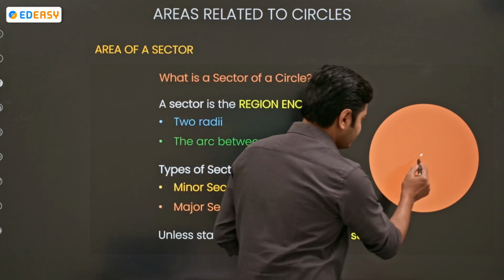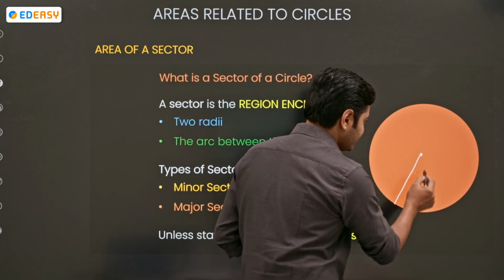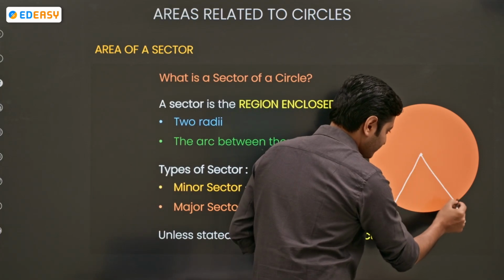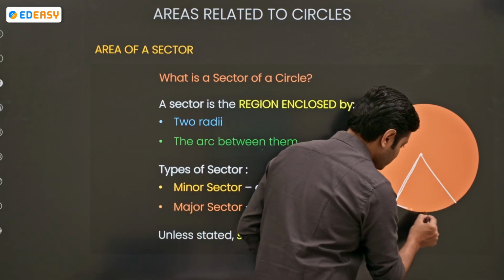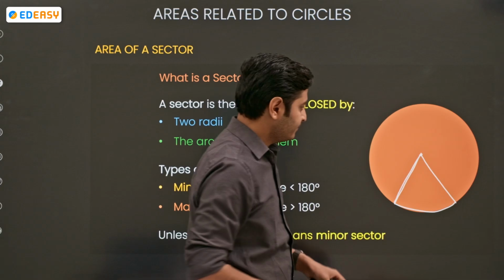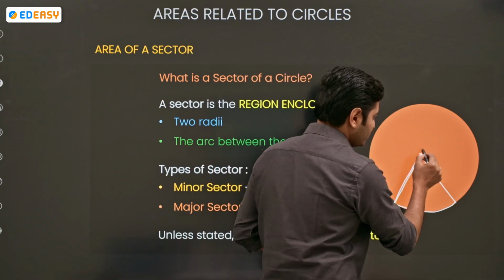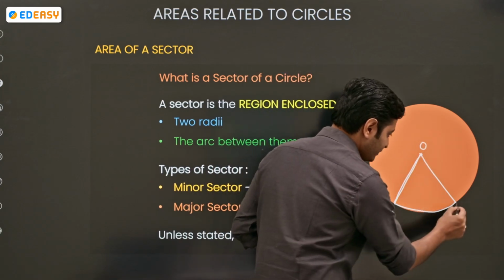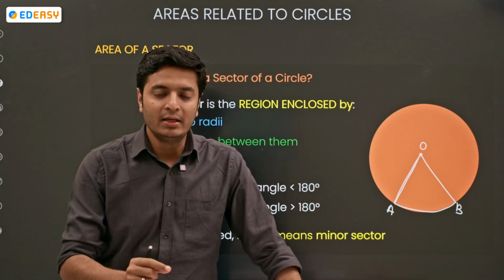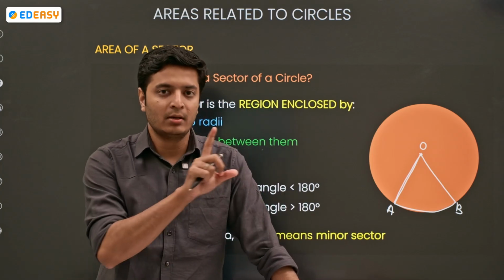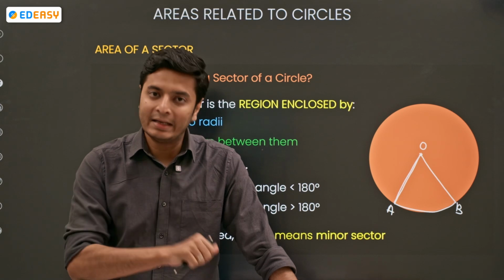So the slice will look something like this. Now, looking at this slice, what can I see here? One thing, this is the center. Suppose this is O, this point is A, this point is B. The line segment joining the center and any point on the boundary of the circle is known as the radius.